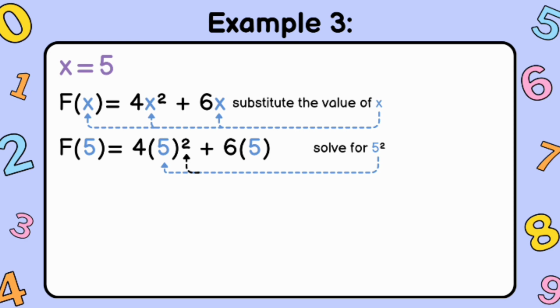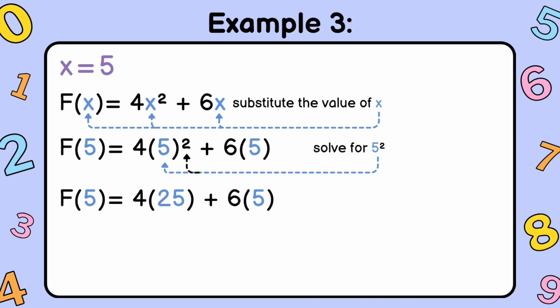Now, let's say we want to find the value of f of x when x is equal to 5. In other words, we want to know what happens when we plug 5 into the function. So, f of 5 is equal to 4 times 5 squared plus 6 times 5. Here, we replace x with the value of 5 in both places it appears in the formula. f of 5 is equal to 4 times 25 plus 6 times 5. Next, we calculate the squares and products. 4 times 25 is 100, and 6 times 5 is 30.